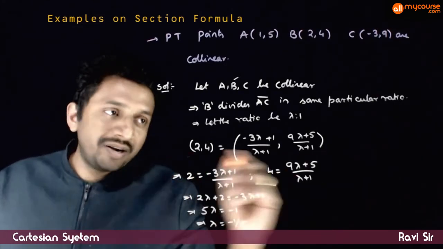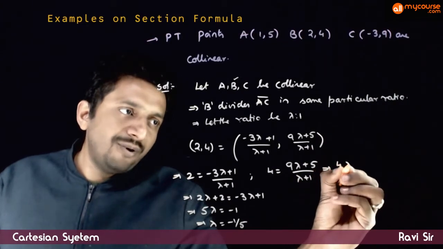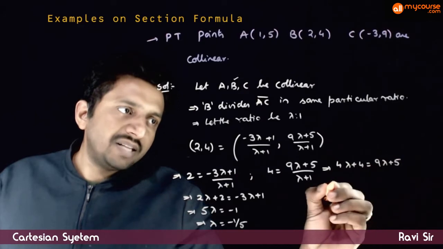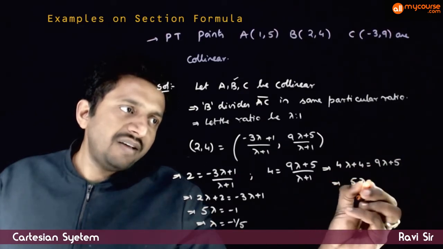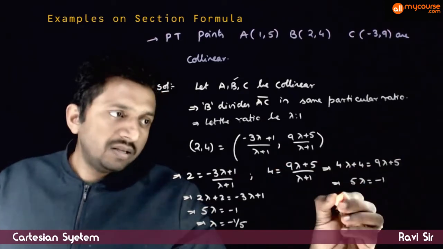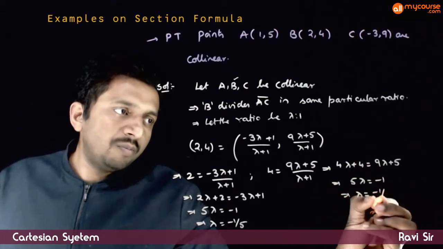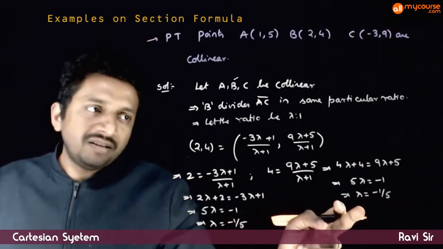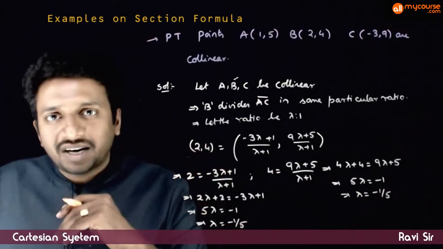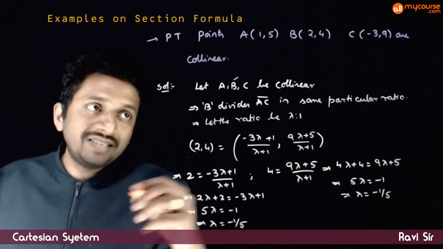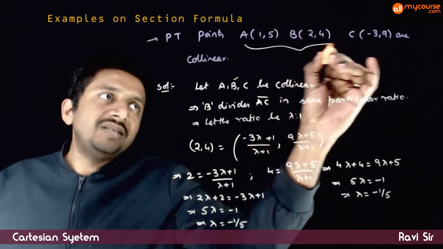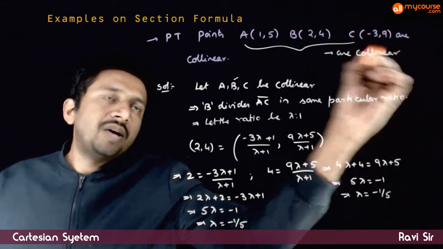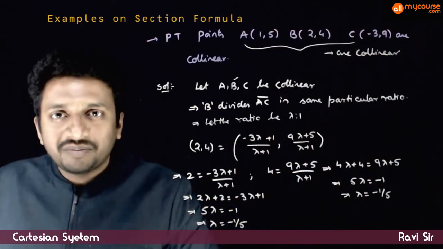Now according to the y coordinate, let us see what the ratio is. 4 lambda plus 4 is equal to 9 lambda plus 5. This implies 5 lambda is equal to minus 1. So lambda is again equal to minus 1 by 5. So you got the same values of lambda from the first equation as well as the second equation. So this implies that A, B, C are collinear. So hence A, B, C are collinear.